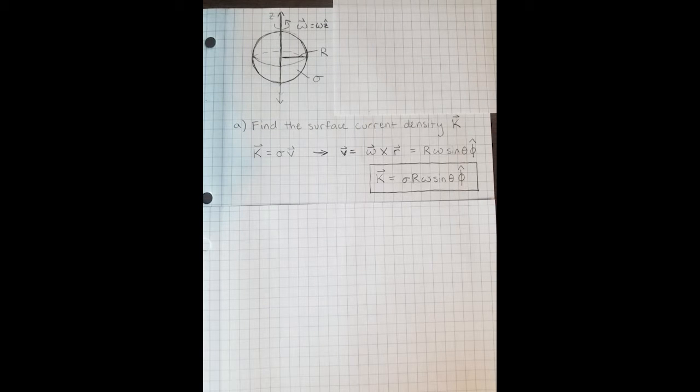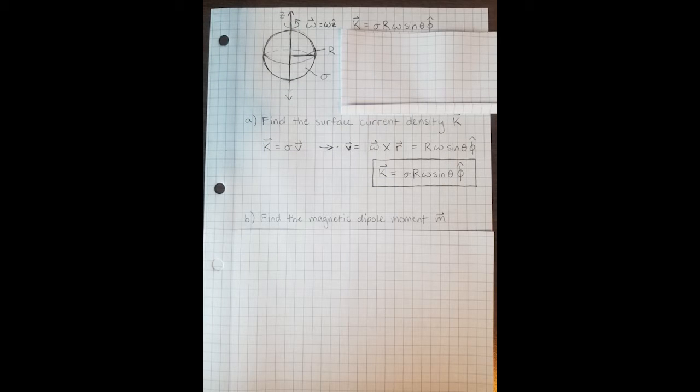The surface current density K is equal to the surface charge density times the velocity vector. The velocity vector we know is equal to omega cross r, which equals r omega sine theta in the phi hat direction. Putting these all together, we get K equals sigma r omega sine theta in the phi hat direction.